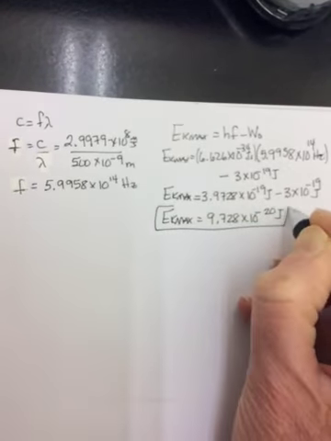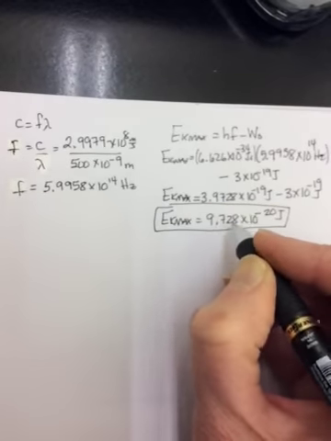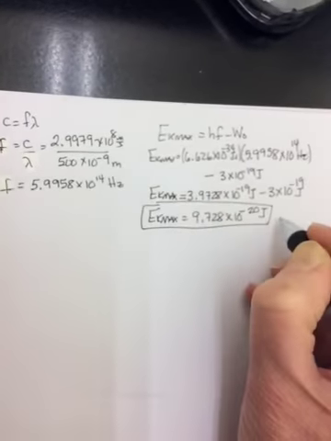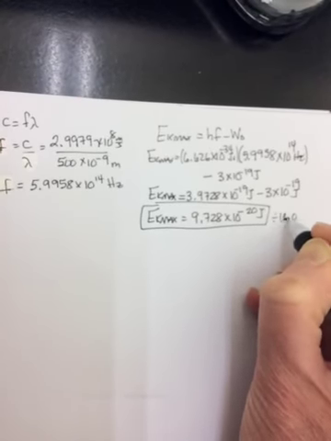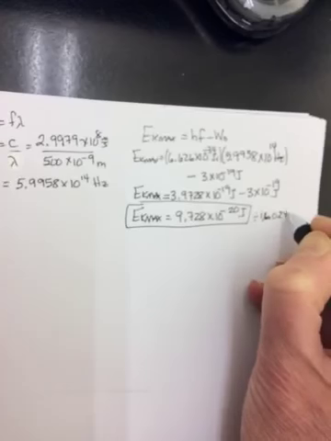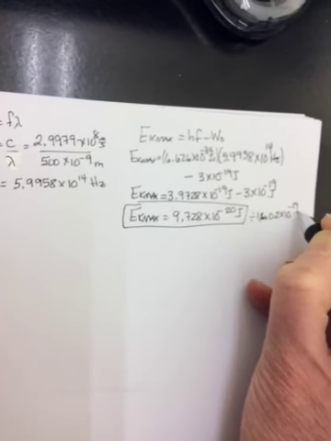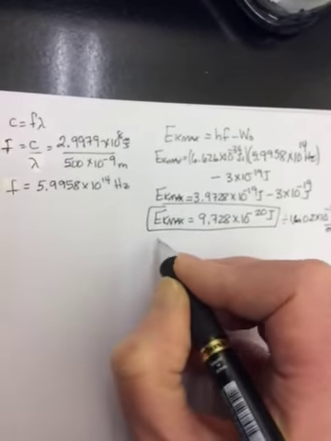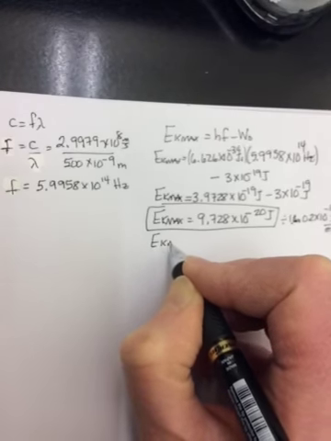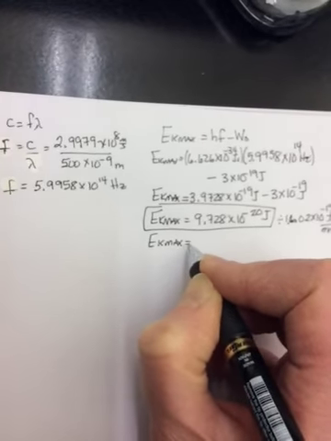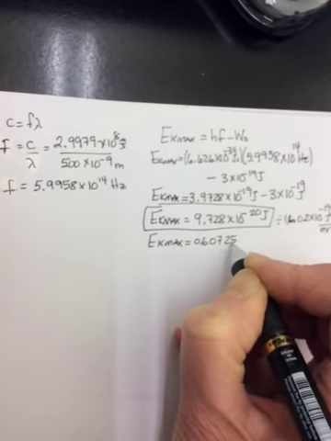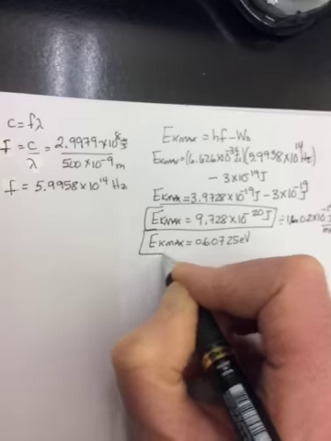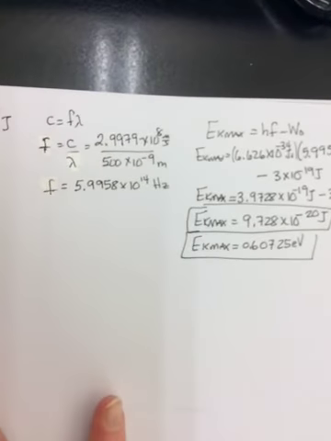Okay, now it also asked you for it in electron volts, so you would divide by 1.602 times 10 to the negative 19 joules per electron volt. And when you do that, you get an EK max of 0.60725 electron volts. Number 4.